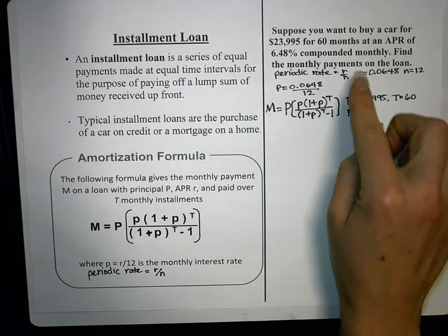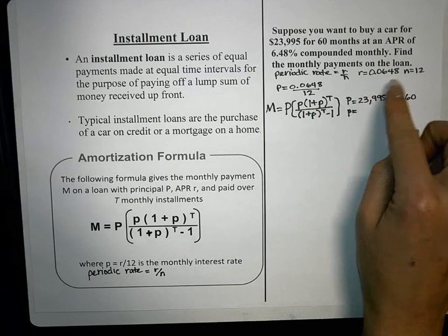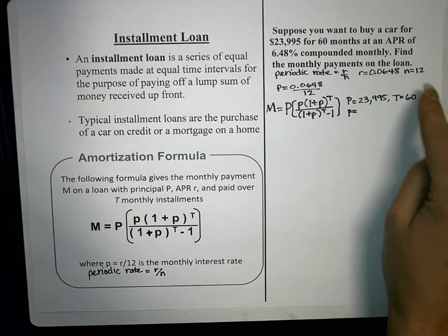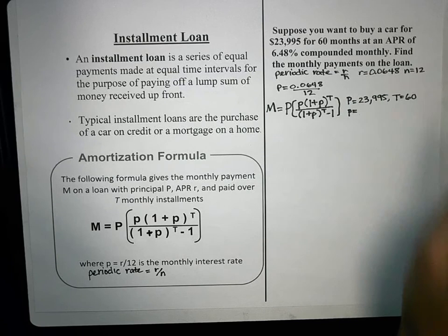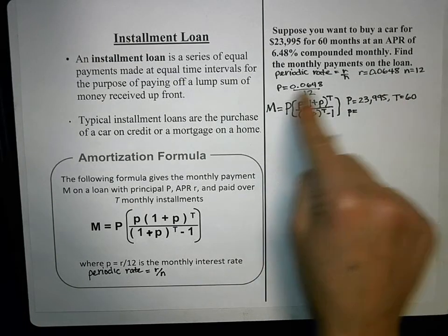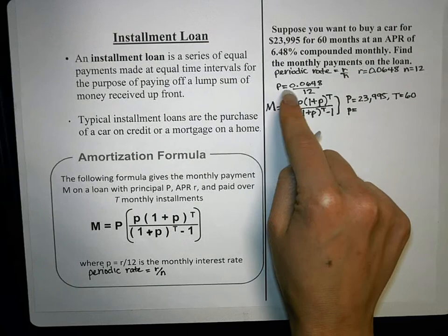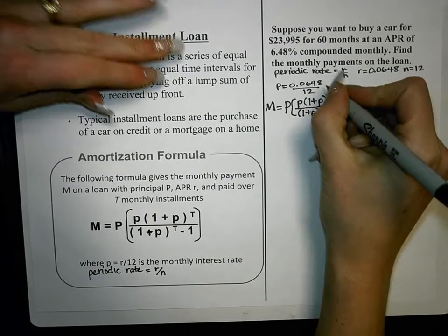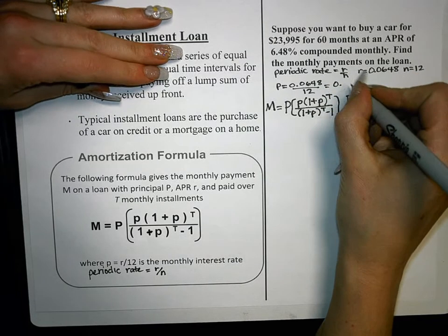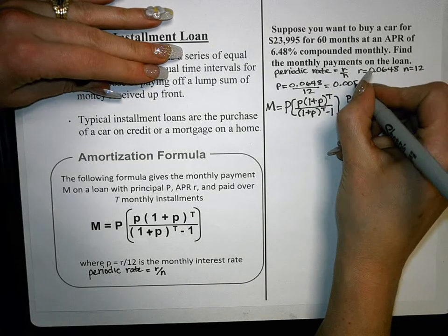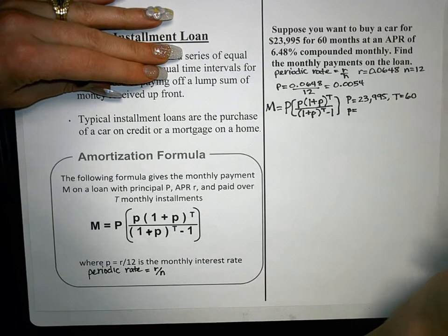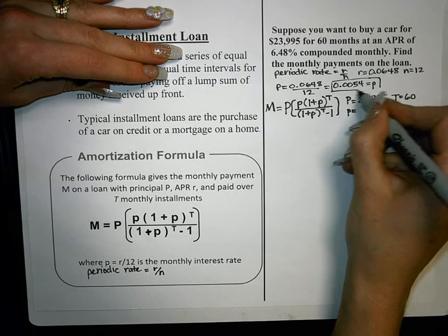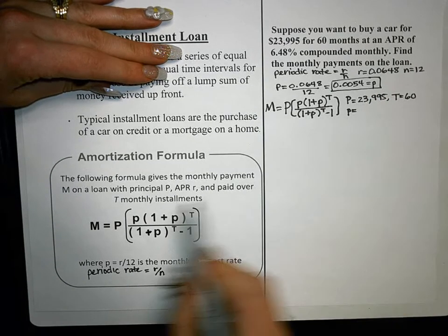The periodic rate is R divided by n. R is our APR in the form of a decimal, which is 0.0648. It's compounded monthly, which means n equals 12, since there are 12 months in a year. So lowercase p equals 0.0648 divided by 12. And when we divide that out, we end up with 0.0054.